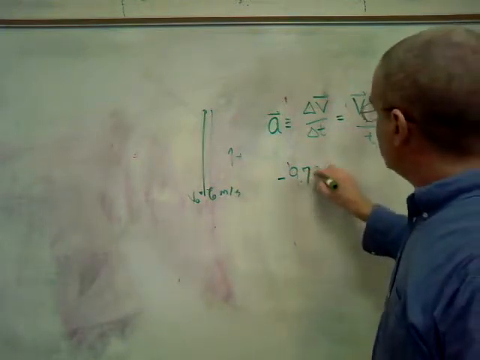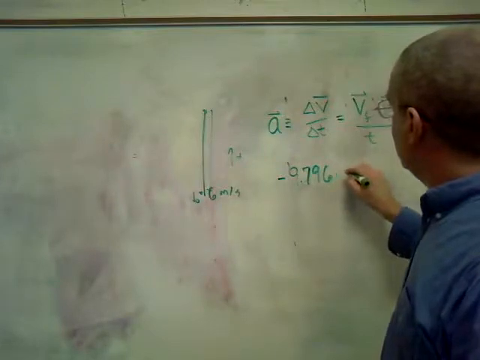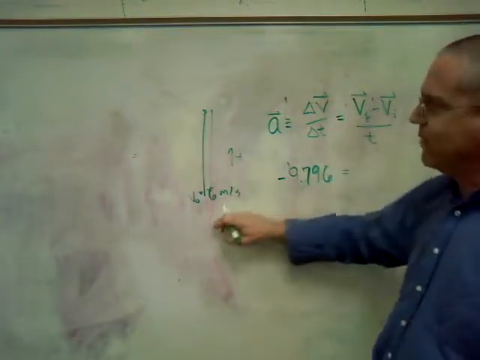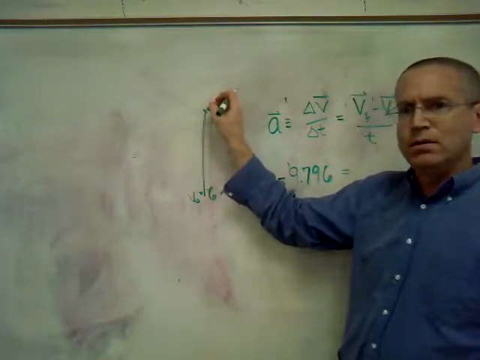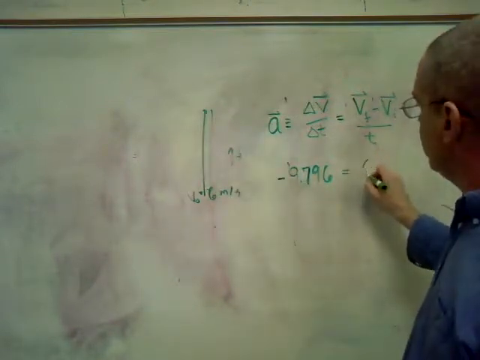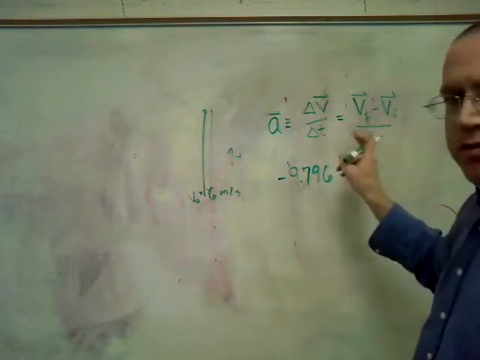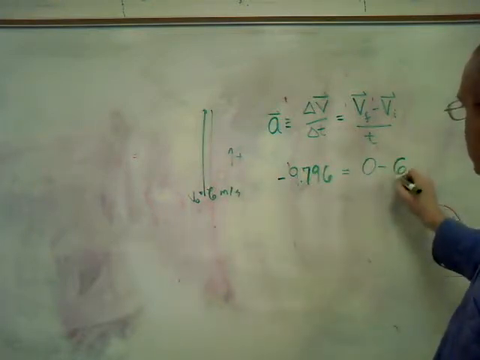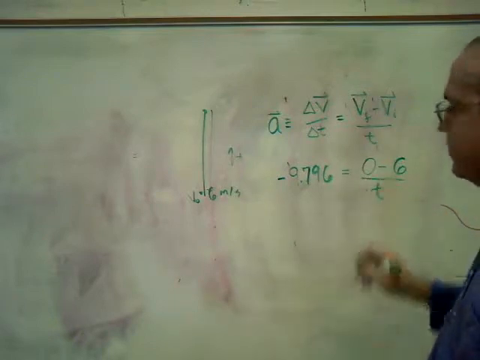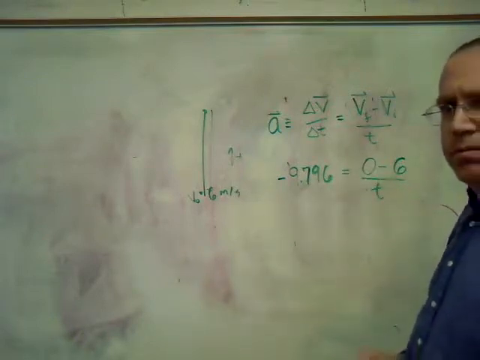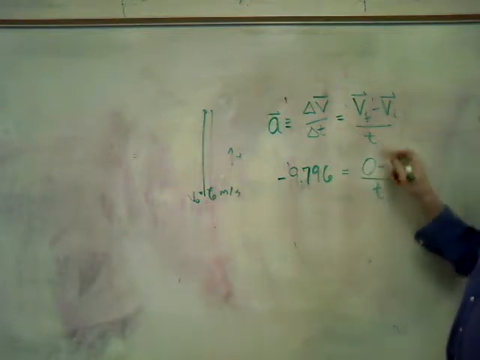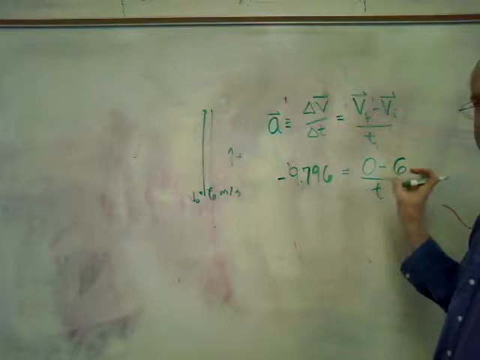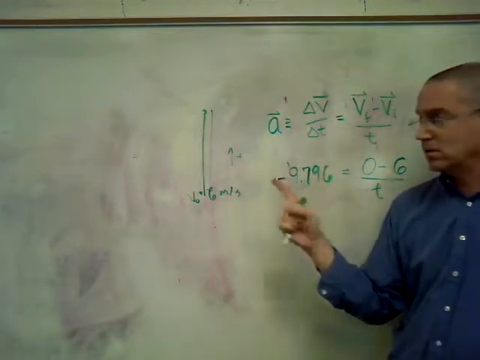So negative 9.796 is equal to my final velocity. Well, at the very top, my velocity is 0, minus my initial velocity, which for the sake of this I'm assuming is 6 meters per second, divided by time. Now notice, first off, my initial velocity is positive here. I'm subtracting a positive number, so it's minus 6, because up is positive, because I said so right here.